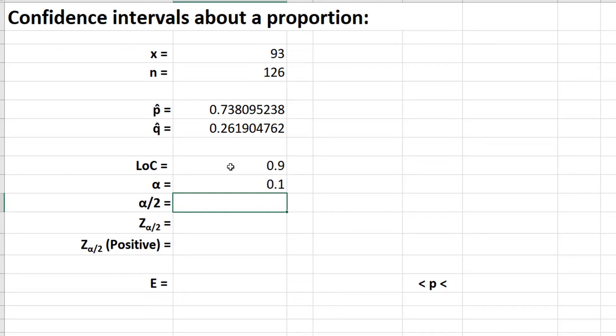Alpha over 2 is simply what it looks like. We divide alpha by 2. I would say equals, I click on the cell that contains my alpha value, and then I would do divided by 2 and enter.